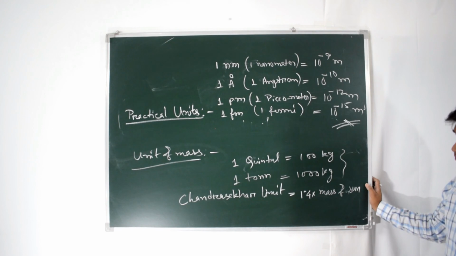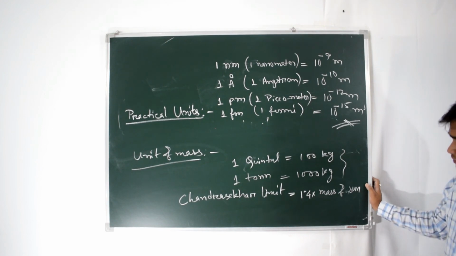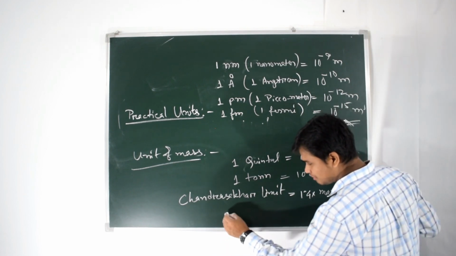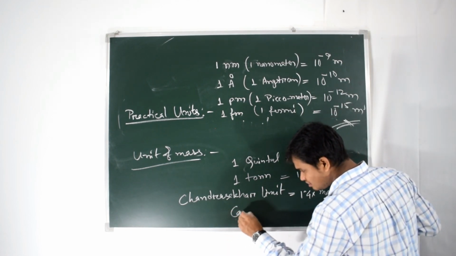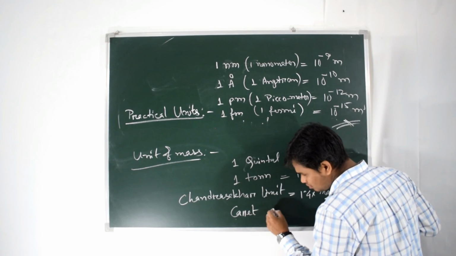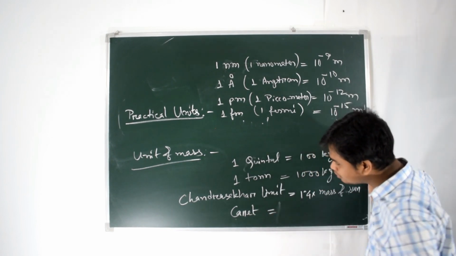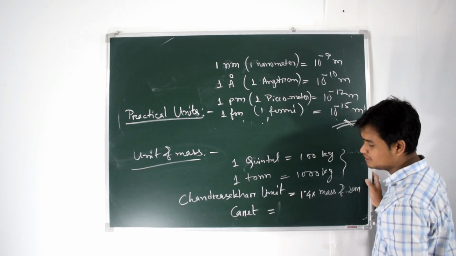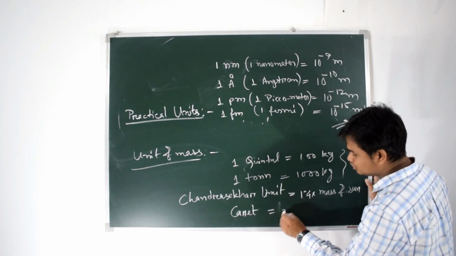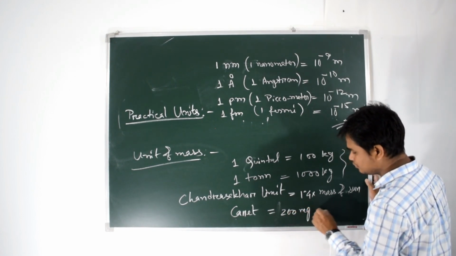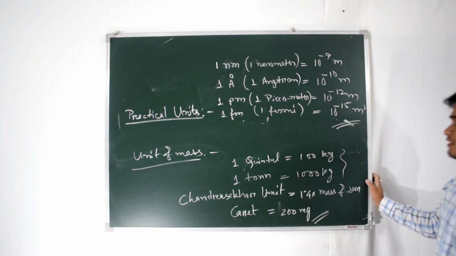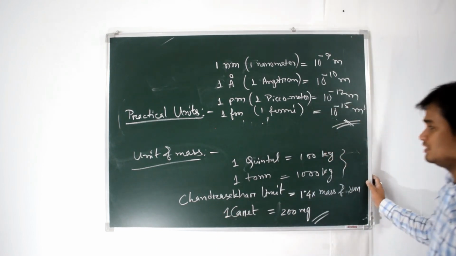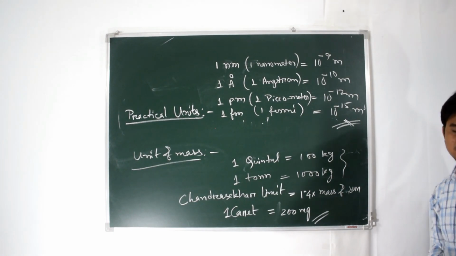If you go to the shop of ornaments, you will find a small unit of mass measurement. It is carat. If you go to buy gold, it will be measured in carat. Nowadays in grams also. And carat means 200 milligram. 200 milligram is 1 carat. This is used by jewelers.